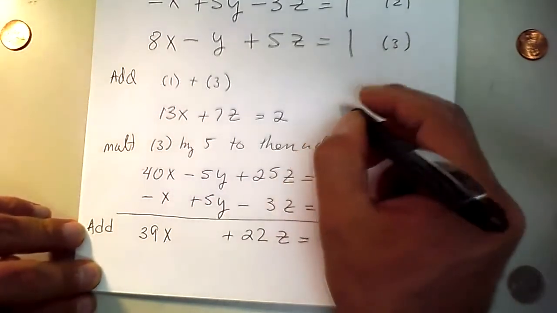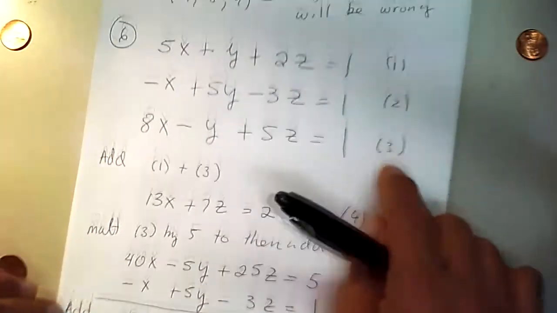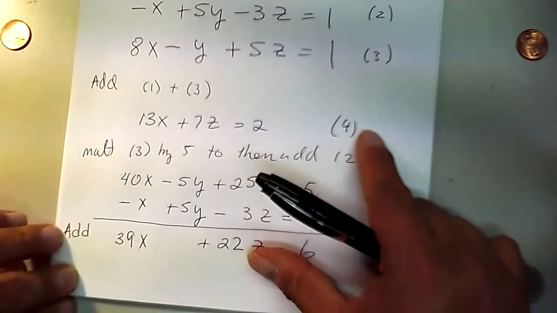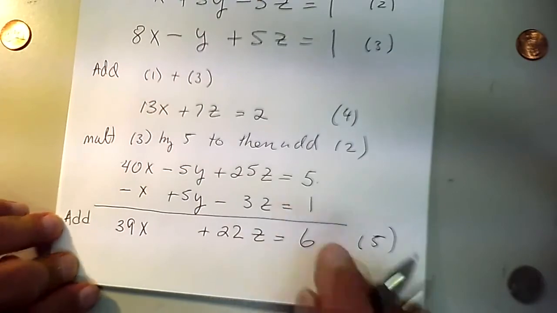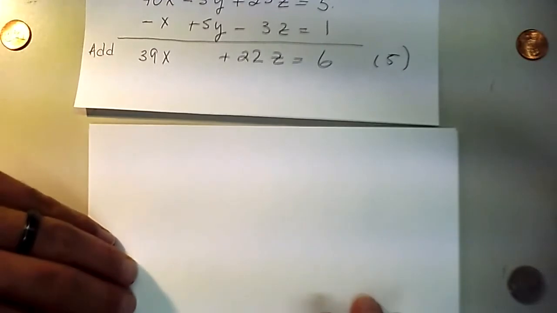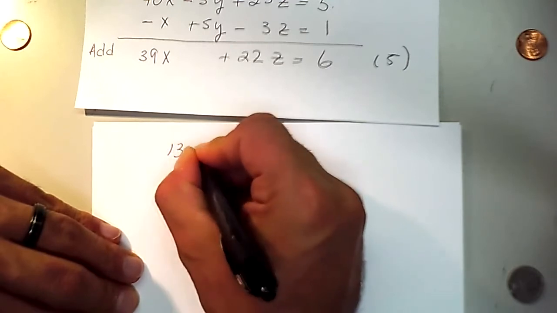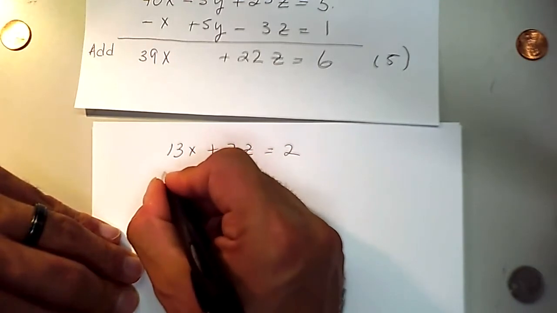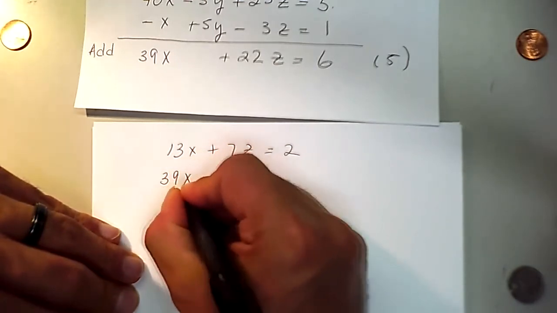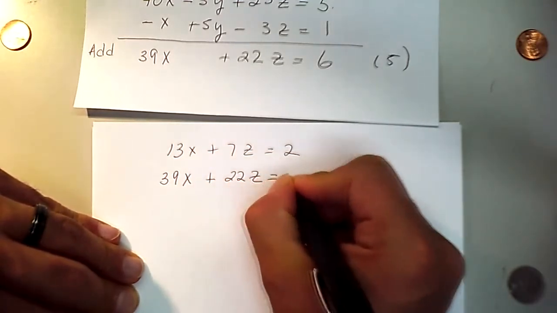Okay, I'm going to label this equation we obtained earlier as equation 4. You know, we had equation 1, 2, 3, now 4. I'm going to label this equation as equation 5. I'm going to write down equation 4 and equation 5 on a new page, just so I can keep them together. So equation 4 was 13x plus 7z equals 2 versus 39x plus 22z equals 6.